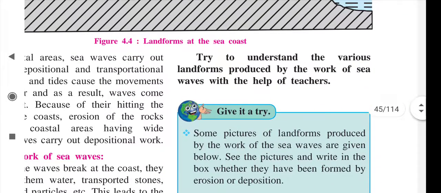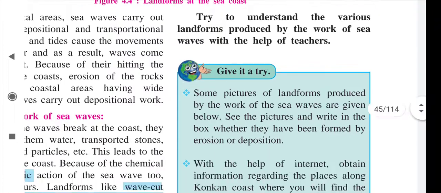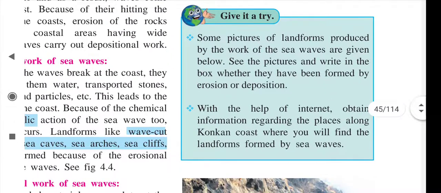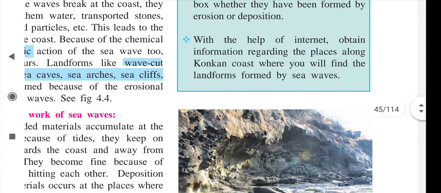So what is given here? Try to understand the various landforms produced by the work of the sea waves with the help of the teacher. Okay, now here what is given? Give it a try. Some pictures of landforms produced by the work of the sea waves are given below. See the pictures and write in the box whether they have been formed by erosion or deposition. With the help of internet, obtain information regarding the places along the Konkan coast where you find the landforms formed by the sea waves.